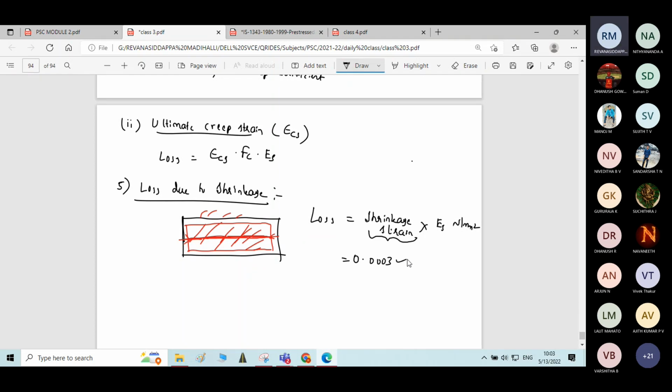Sometimes it will be given. If it is not given, you need to remember. Shrinkage strain in concrete is assumed as 0.0003 for a pre-tensioned member. For a post-tensioned member, it is calculated by using the formula 0.0002 divided by log base 10 of (t plus 2).